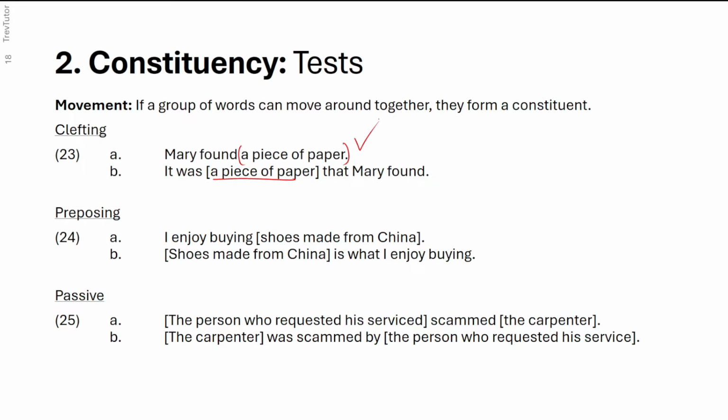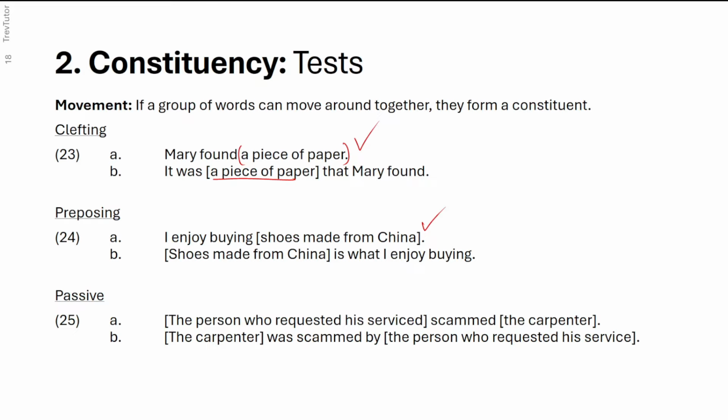For preposing, what this means is if you have a sentence like, I enjoy buying shoes made from China, we can take that bit, move it to the front of the sentence, and reform some of the structure in order to make it grammatical. So, shoes made from China is what I enjoy buying. Okay, so because we can do that movement, it's fine.